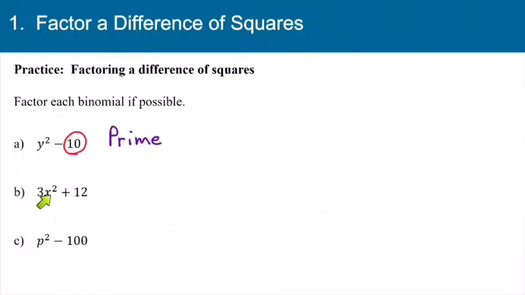Now let's look at part B. Here we have 3x squared plus 12. Well, I do see a GCF here. So I'm going to factor out the GCF, which is 3. 3 goes into both of these numbers. So if I undistribute the 3, I'll have 3 times x squared plus 4. Notice that if I distribute the 3, I get this form back. Okay, so this is the correct factored form. But now we need to try to factor the x squared plus 4.